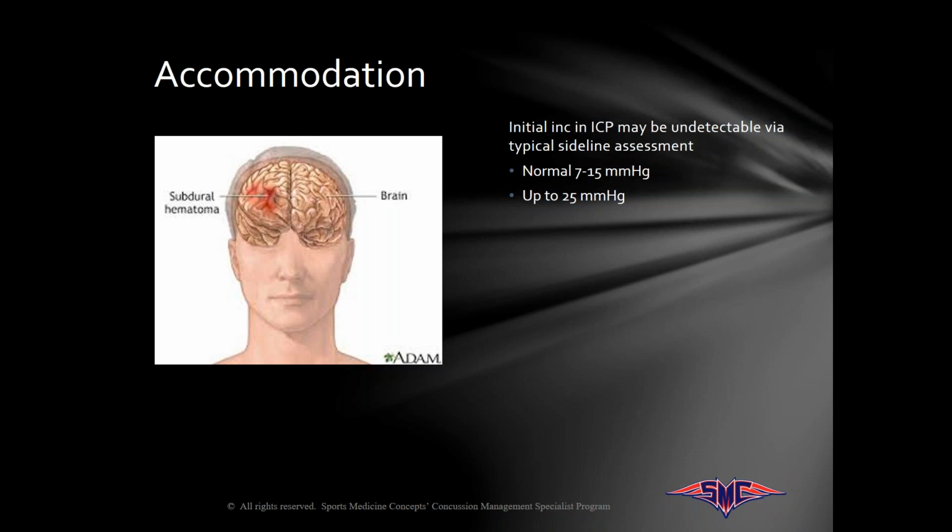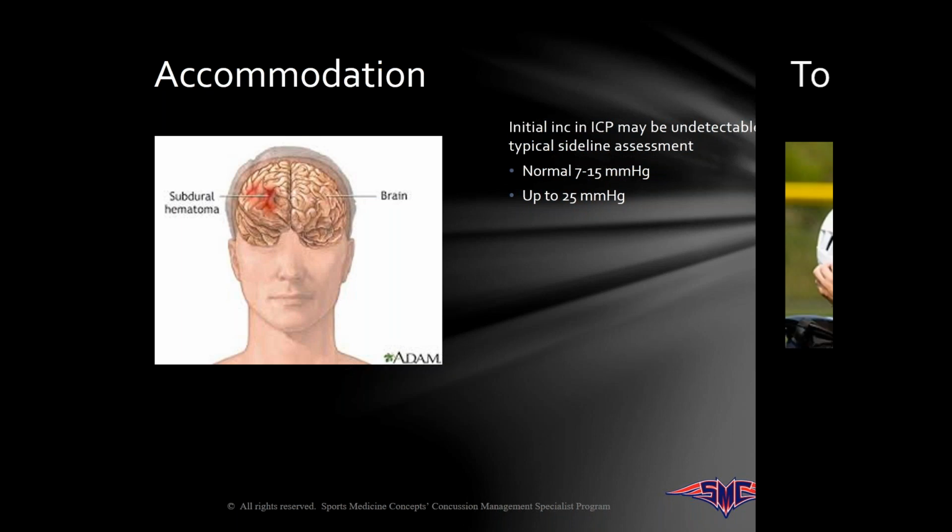of mercury, but it could be normal up to 25 millimeters of mercury. So you can see, even if it was normal, we have 7 to 15, but that could go up to 25 before we're able to see those signs and symptoms of intracranial pressure change.